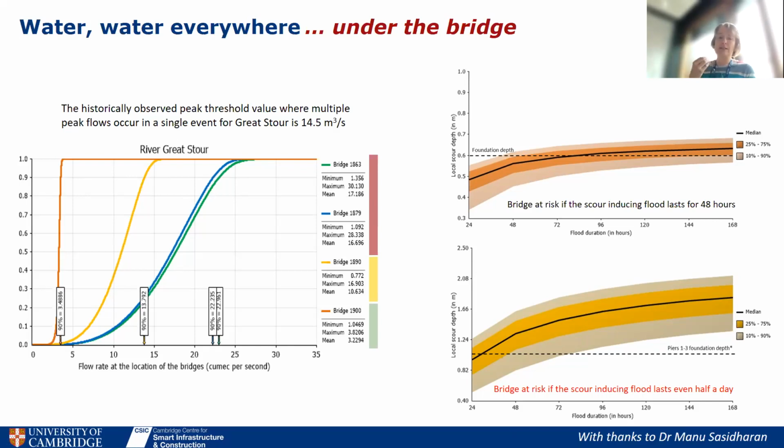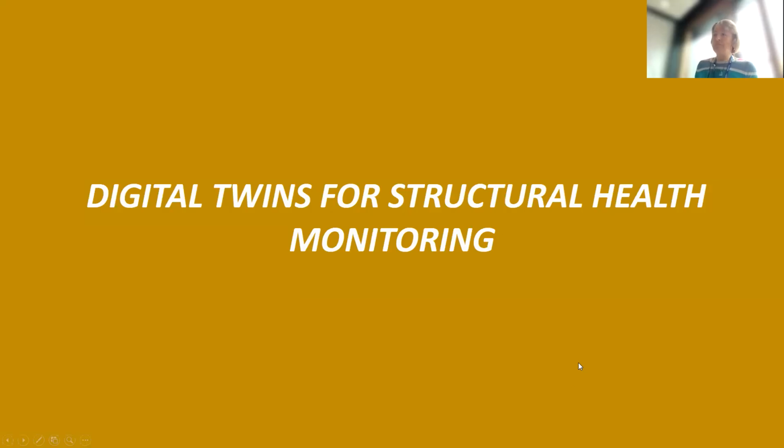So we can start to look and see, well, actually, we know there's a storm coming. We know these bridges are vulnerable. Have we inspected them recently? Do we need to stop putting traffic across them during the storm event? Which bridges should we prioritise for inspection immediately afterwards, and so on. So climate adaptation really needs to be part of our asset management strategies going forward. And that brings me to digital twins for structural health monitoring.